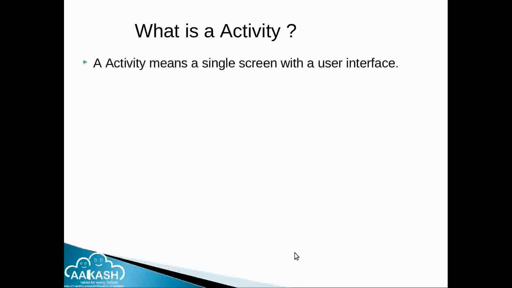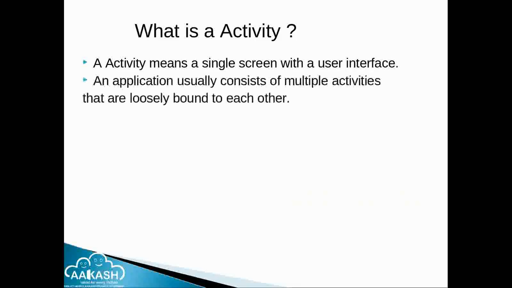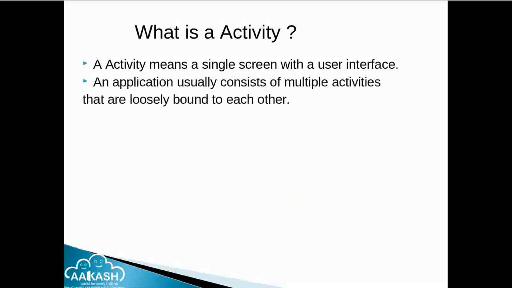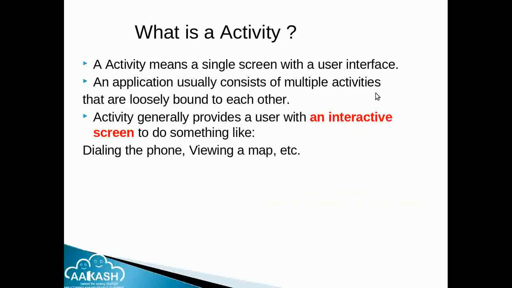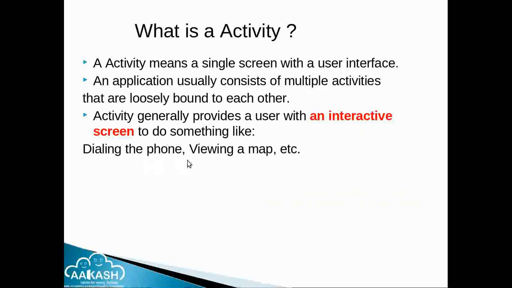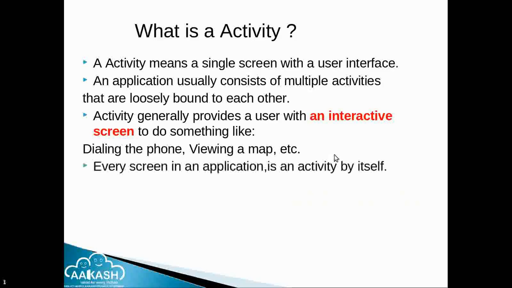A detailed explanation about what is an activity. An activity means a single screen with a user interface. An application usually consists of multiple activities that are loosely bound to each other. An activity generally provides a user with an interactive screen to do something like dialing the phone, viewing a map, etc. Every screen in an application is an activity by itself.